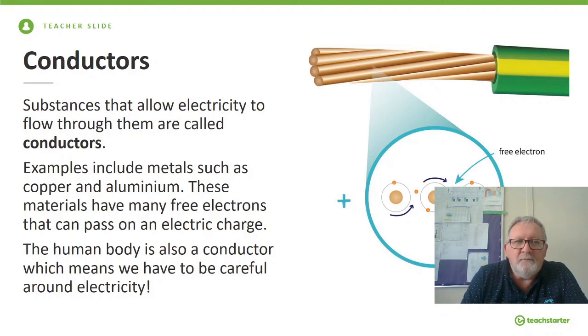So conductors is the first one. Substances that allow electricity to flow through them are called conductors. Examples include metals such as copper and aluminium. These materials have many free electrons that can pass on an electric charge. The human body is also a conductor, which means we have to be careful around electricity.